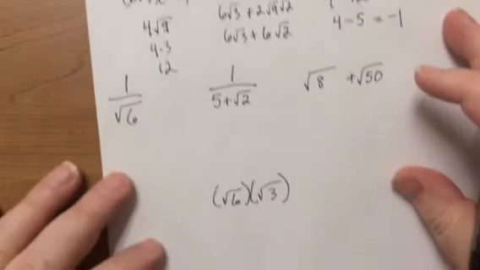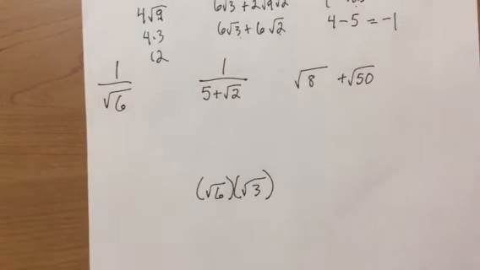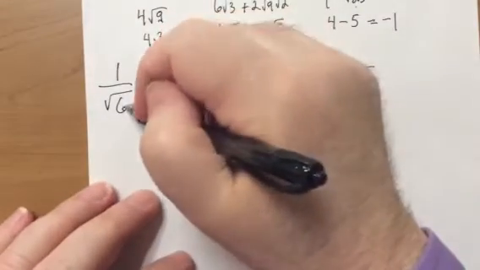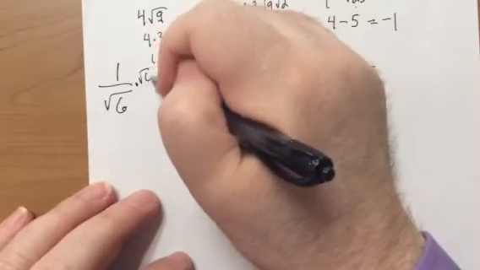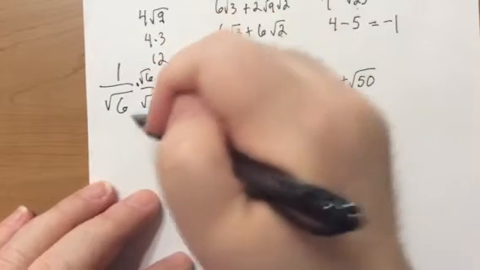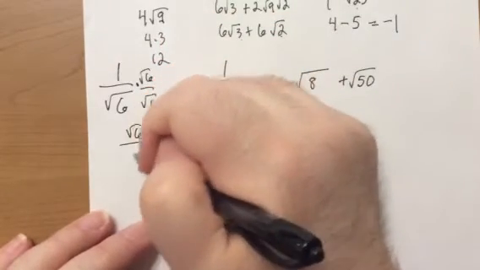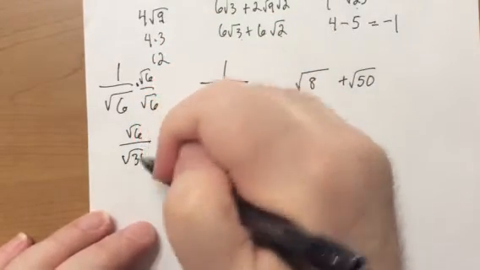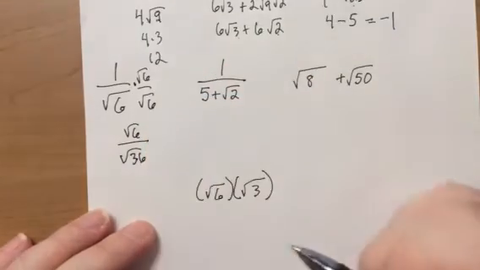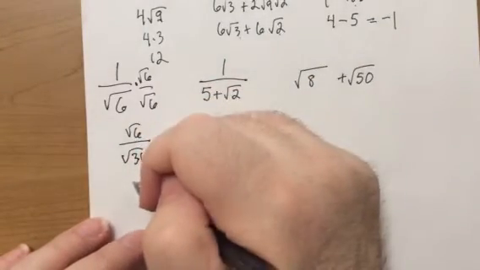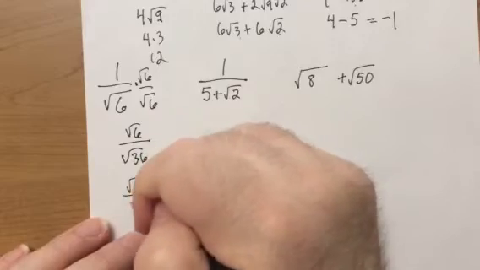So let's do one more round of radicals. Have fun. Okay. So this, we need to multiply the top and the bottom by square root of 6. So it'd be square root of 6 over square root of 36. But the square root of 36 is 6, because 6 times 6 is 36. So the answer is square root of 6 over 6.